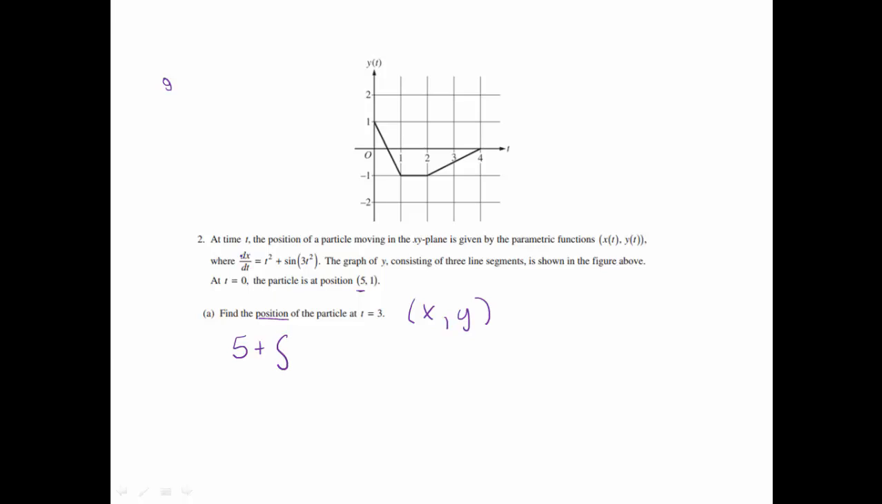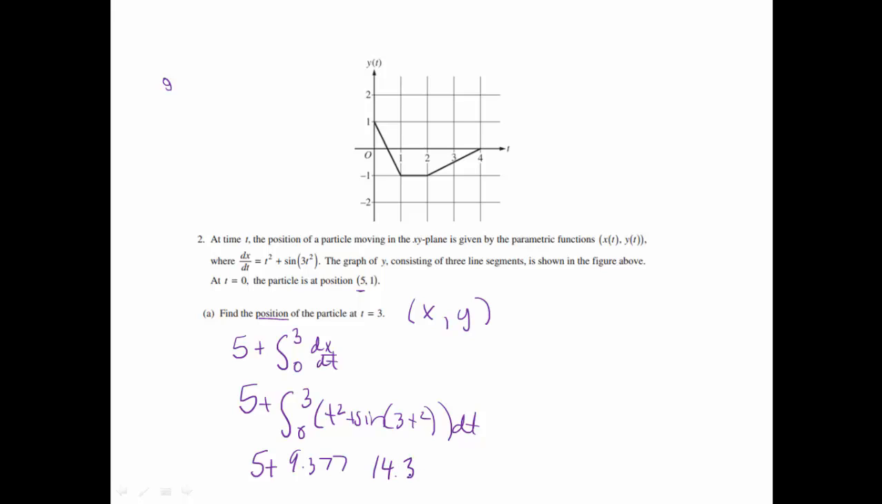So to get rid of the derivative, we will take the integral. We're going to take the integral from 0 to 3 of dx dt, which will be 5 plus the integral from 0 to 3 of t squared plus sine of 3t squared dt. When we do that, we can just use math 9, and we'll get 5 plus 9.377. So the x value of the particle's position will be 14.377.